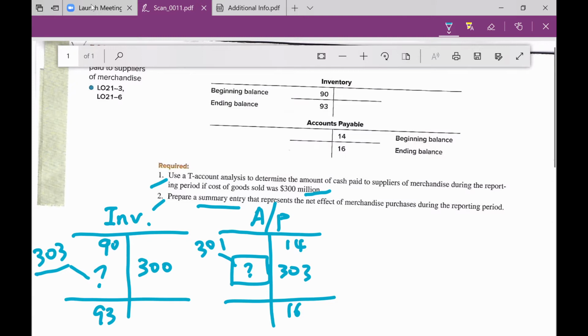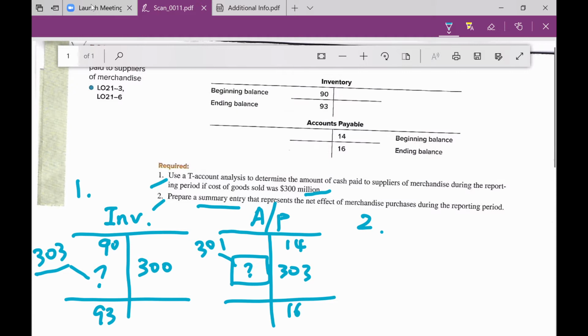The journal entry is: debit accounts payable for 301, credit cash for 301. That's the cash payment to suppliers. This is the original approach, the T account approach. But with our new approach, instead of analyzing those, which is kind of complicated with two steps, we just write one summary journal.